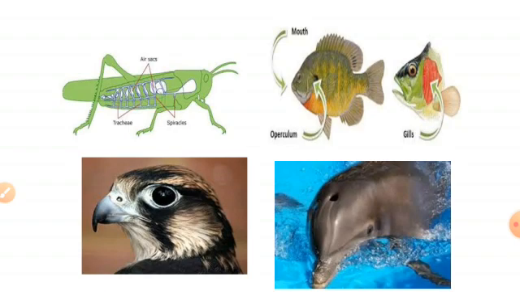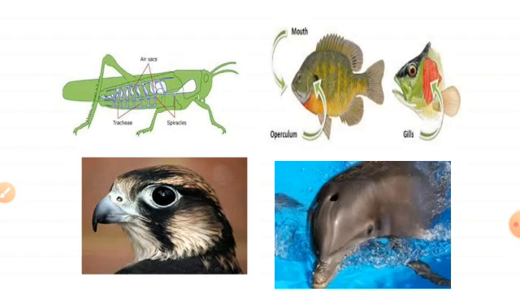Breathing in mammals. Mammals breathe through the nose. A pair of lungs is there. Water mammals like whales and dolphins also possess a pair of lungs, so they cannot breathe underwater and have to come to the surface to breathe. Instead of nostrils, they have a blowhole for breathing.